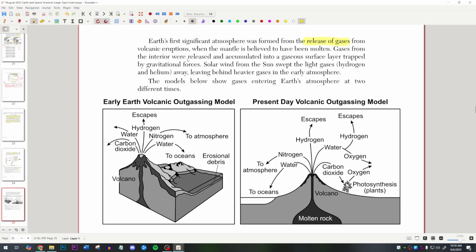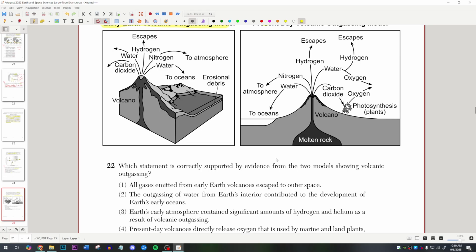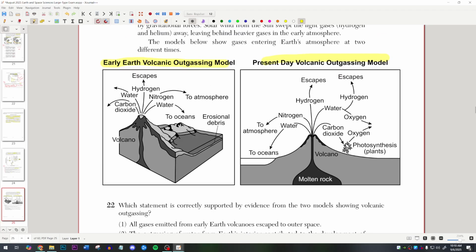Gases from the interior were released and accumulated into a gaseous surface layer trapped by gravitational force. Solar wind from the sun swept the light gases away, leaving behind heavier gases. The models below show the gas entering the atmosphere at 2 different times. So we got early Earth outgassing and present-day volcanic outgassing. So essentially the gas just comes out and goes into different parts of the world: the oceans, the plants, the atmosphere.